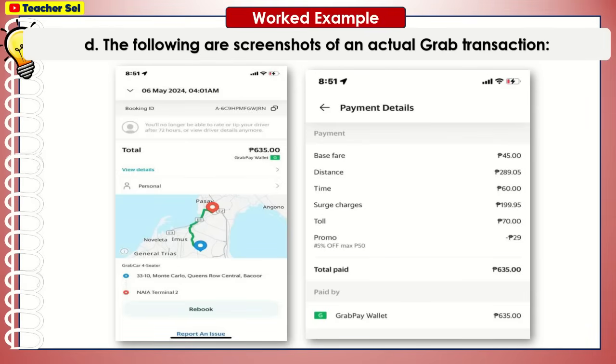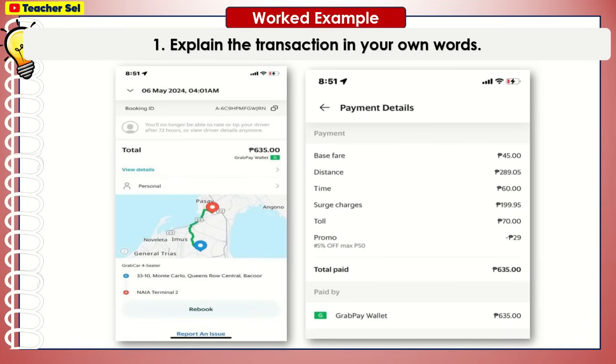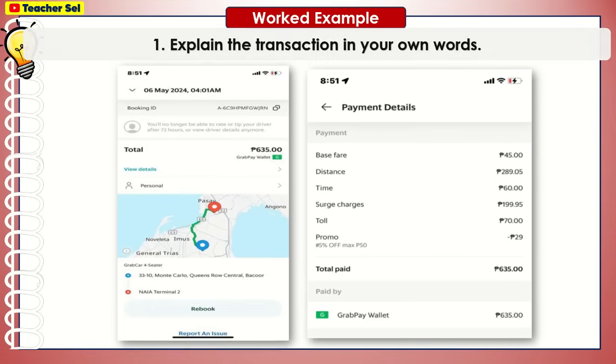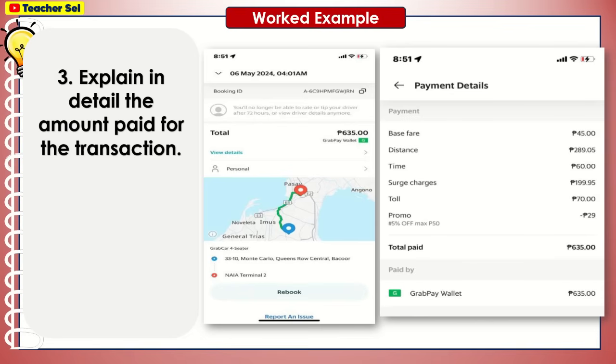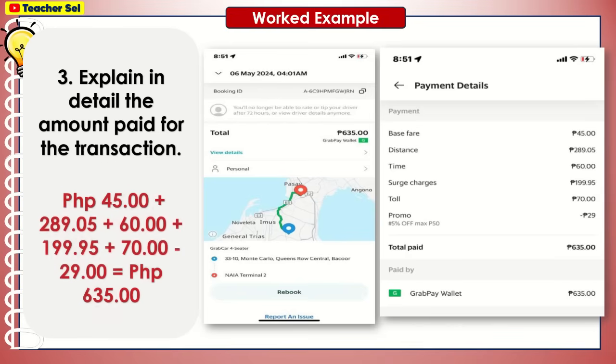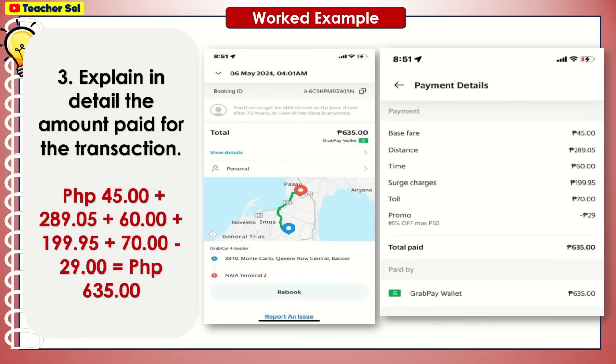The following are screenshots of an actual Grab transaction. Explain the transaction in your own words. In addition, according to Google Maps, the total distance traveled was 19 kilometers. How much was the rate per kilometer? 15 pesos and 21 centavos. Explain in detail the amount paid for the transaction. The answer is 635 pesos.